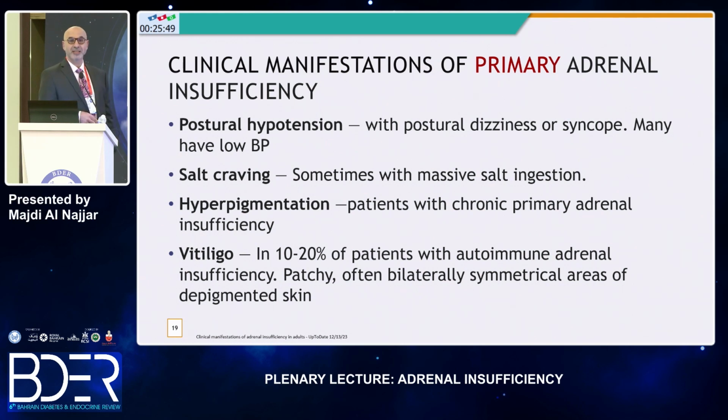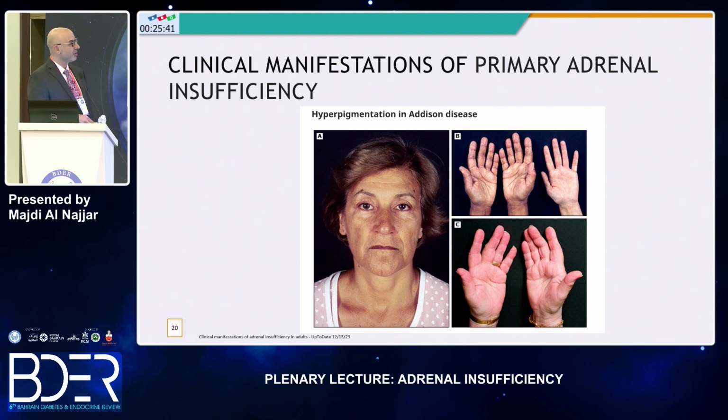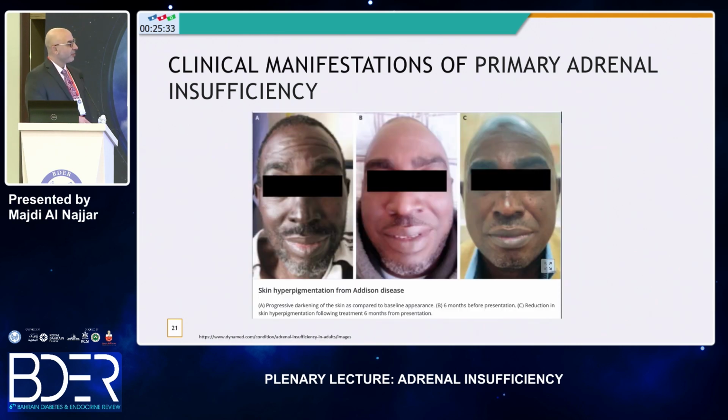Hyperpigmentation, because high ACTH will increase melanin and cause hyperpigmentation. And it's common to have vitiligo because of autoimmune disease. For example, this patient came with darkening of her face, hyperpigmentation. Look at the creases here, dark. And then after treatment, improvement. Another patient, he was normal here 6 months ago. And then when he was diagnosed, dark. And this is a few months after treatment.